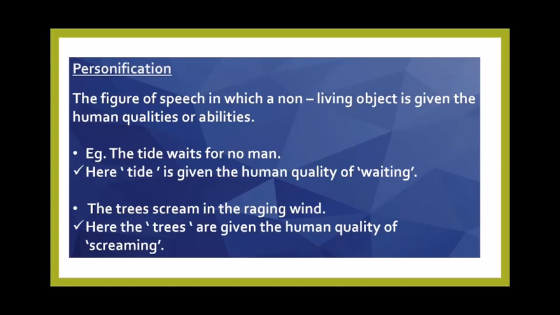Next, the trees scream in the raging wind. So again here the trees, I know trees are living things, but trees are given the human quality of screaming. Who does the screaming? Humans do. So that is why in this sentence, trees are given the human quality of screaming. So that is why both these sentences are personification.